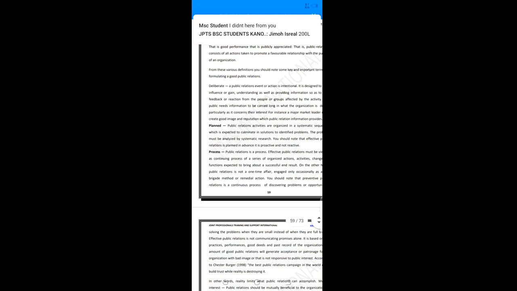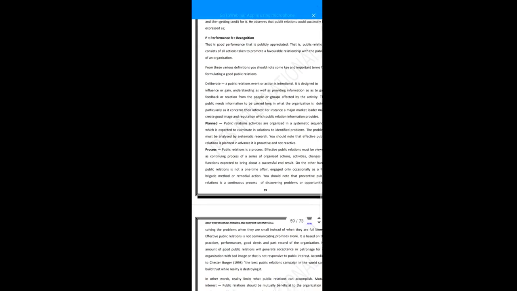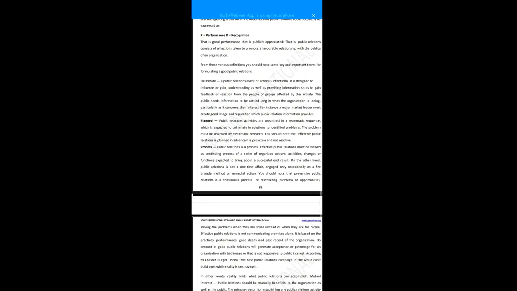Now, it's always a process. Effective public relation must be viewed as a continuing process of a series of organized actions, activities, changes or functions expected to bring about a successful end result. On the other hand, public relation is not a one-time affair. You should note that preventive public relation is a continuous process of discovering problems and opportunities.